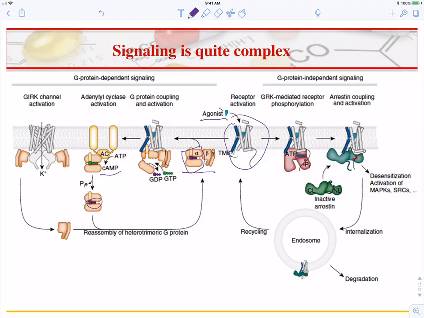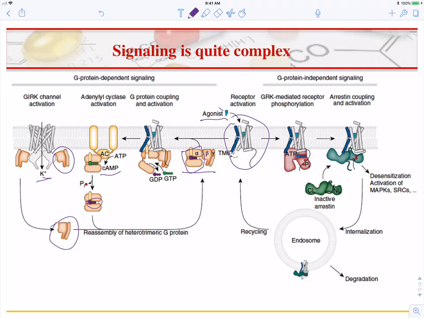Alternatively, upon binding of the agonist, we also have this dissociation resulting in binding to ion channels and activation, in this case, of the potassium ion channel. Once again, the beta and gamma subunits then get recycled and reassembled into an intact heterotrimeric G protein bound to GDP, and then it can interact with a new receptor.